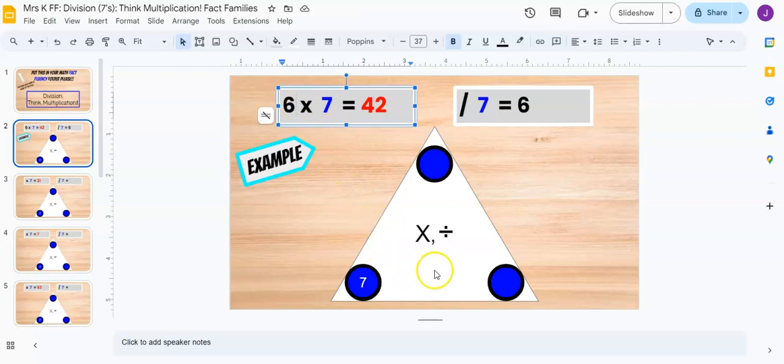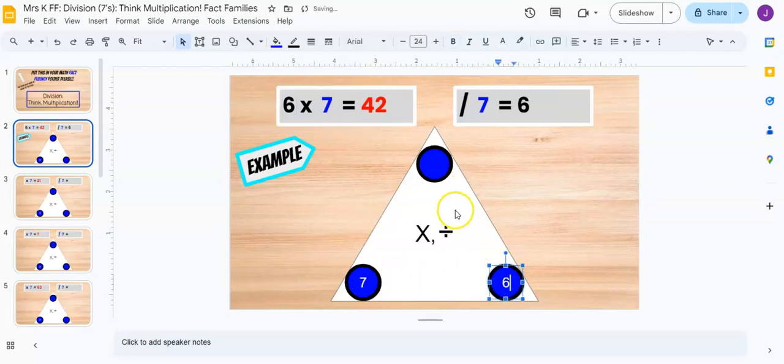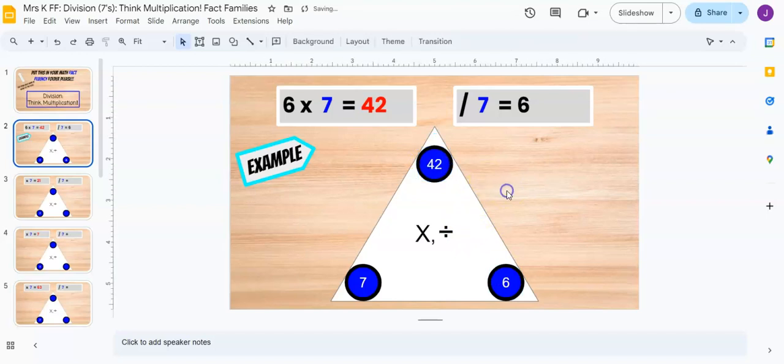So now I can go down here to my little triangle. I've got a 7. I can put my other factor at the bottom. There's a 6. And at the top, my product, 42.